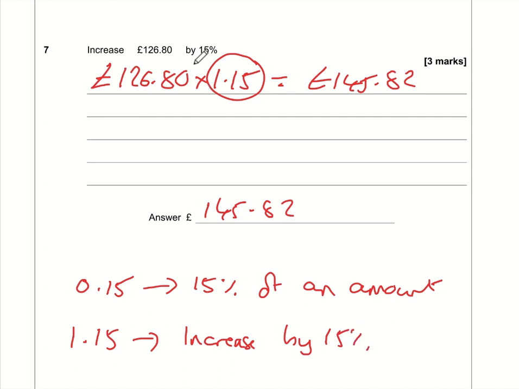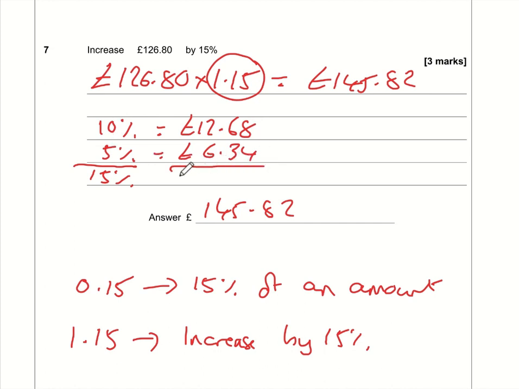Now, I suspect a lot of people will do it this way. So you work out 10% first, which is divide that by 10, 1.268, work out 5%, which is half of 10%, so that is £0.634. So 15% is going to be 10% plus 5%, so it's these two figures added together, and if we add 12.68 and 6.34, we get £19.02.